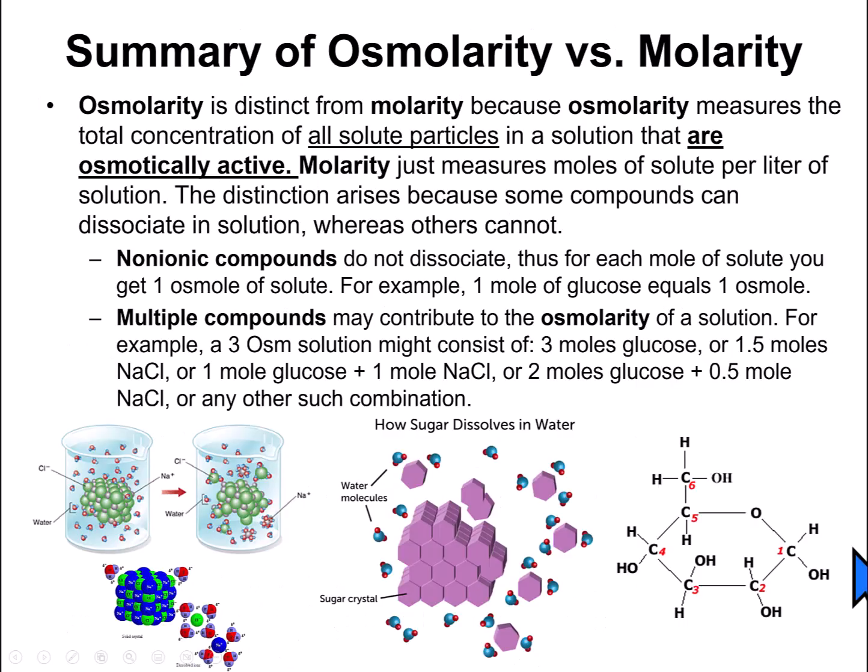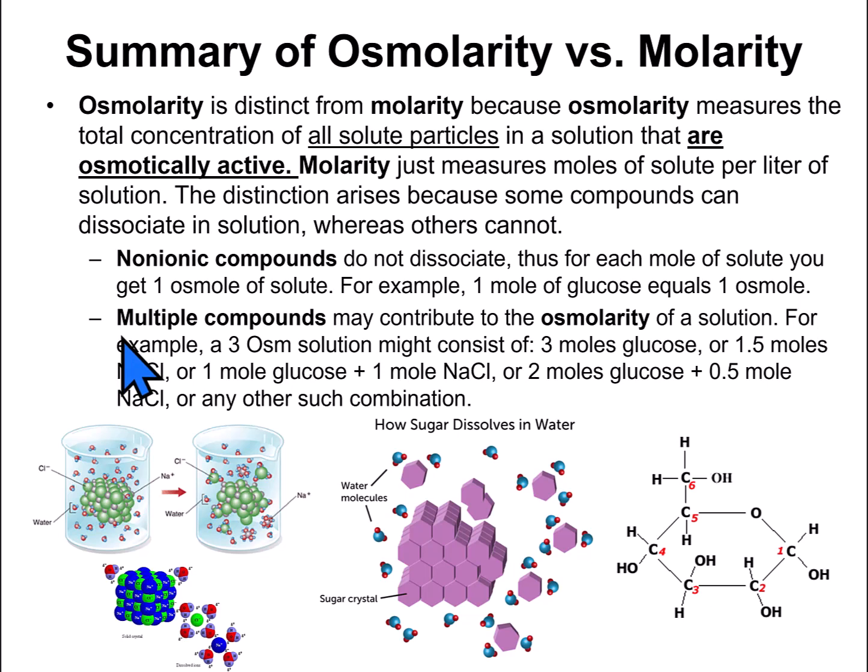A summary of osmolarity versus molarity. Osmolarity is distinct from molarity because osmolarity measures the total concentration of all the solute particles in a solution that are osmotically active. Molarity just measures the moles of solute per liter of solution. The distinction arises because some compounds can dissociate in a solution, whereas others cannot. Glucose is an example of a non-ionic compound. It doesn't dissociate. Thus, for each mole of solute, you're going to get 1 osmole. For example, 1 mole of glucose equals 1 osmole.